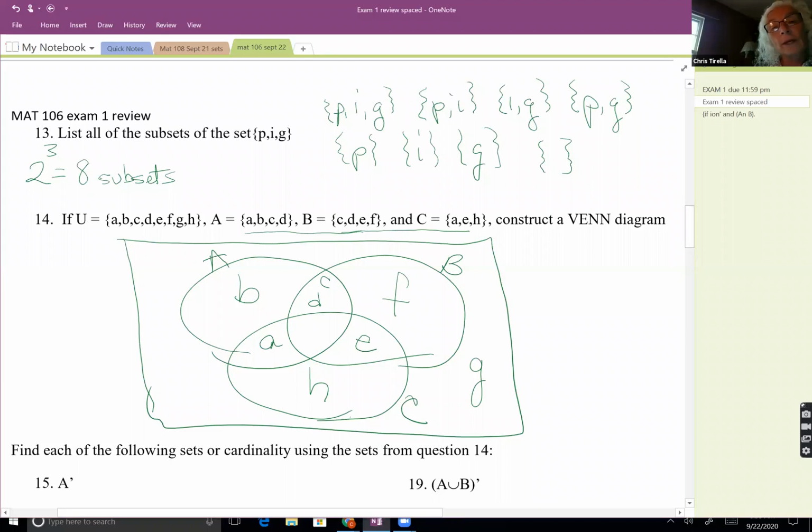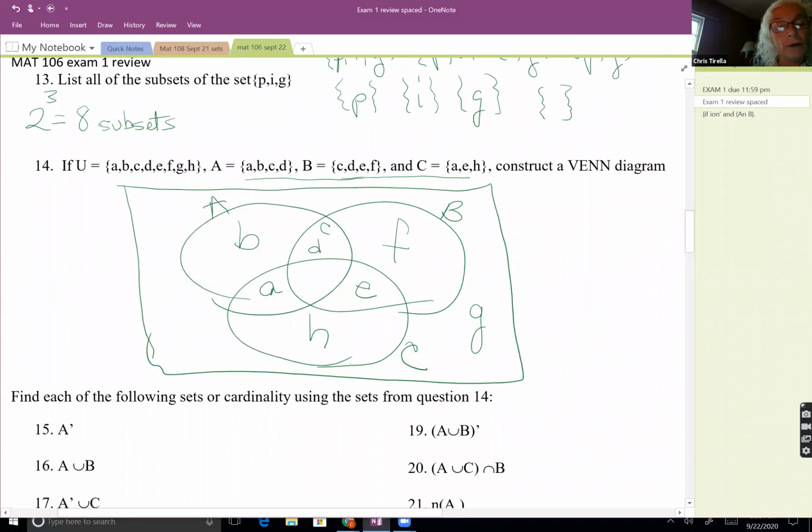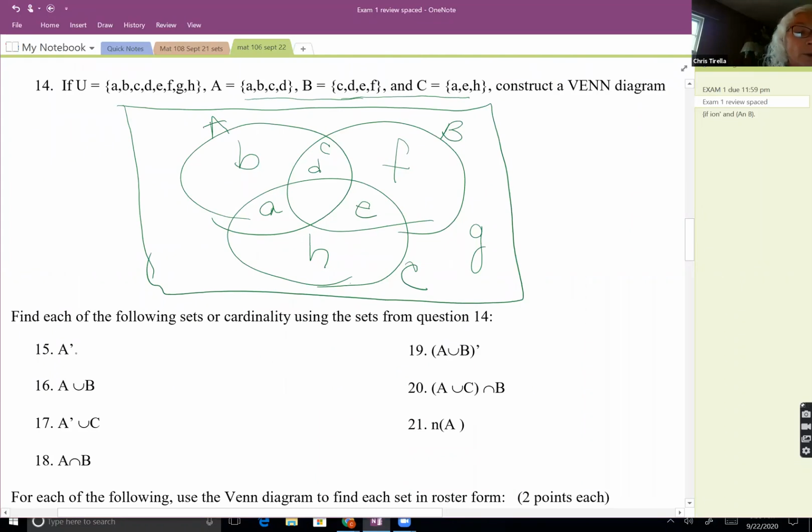And now either using those roster definitions or the Venn diagram, A prime, A complement is what's outside of A. What would be outside of A? F, E, H, and G. And you need to put those commas in between and put it in braces. Can't remember in my labs if that's something where you fill in the blanks or if it's multiple choice. Be careful in my labs if it is a fill in the blank one with letters. See if that fine print is there, order matters.